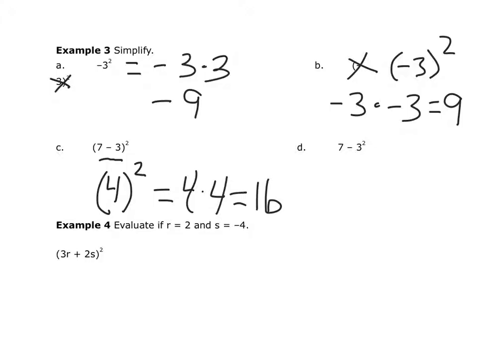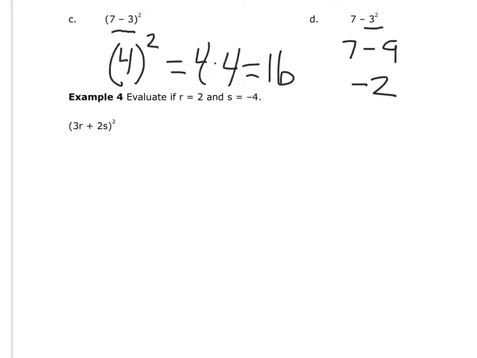On the next one, once again, make sure you follow the order of operations. So by the order of operations, I need to do the exponent first. So 3 squared is 9. So I'm going to have 7 minus 9. 7 minus 9 is a negative 2.